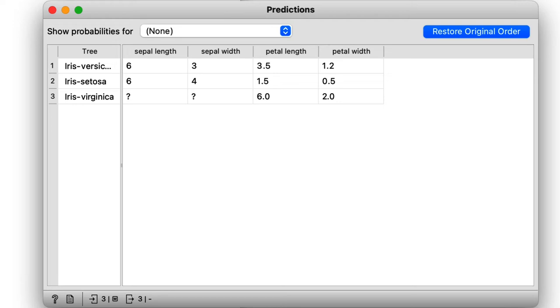Apparently, my three flowers come from three different species. The first one is a versicolor, the second one is a setosa, and the third one is a virginica.